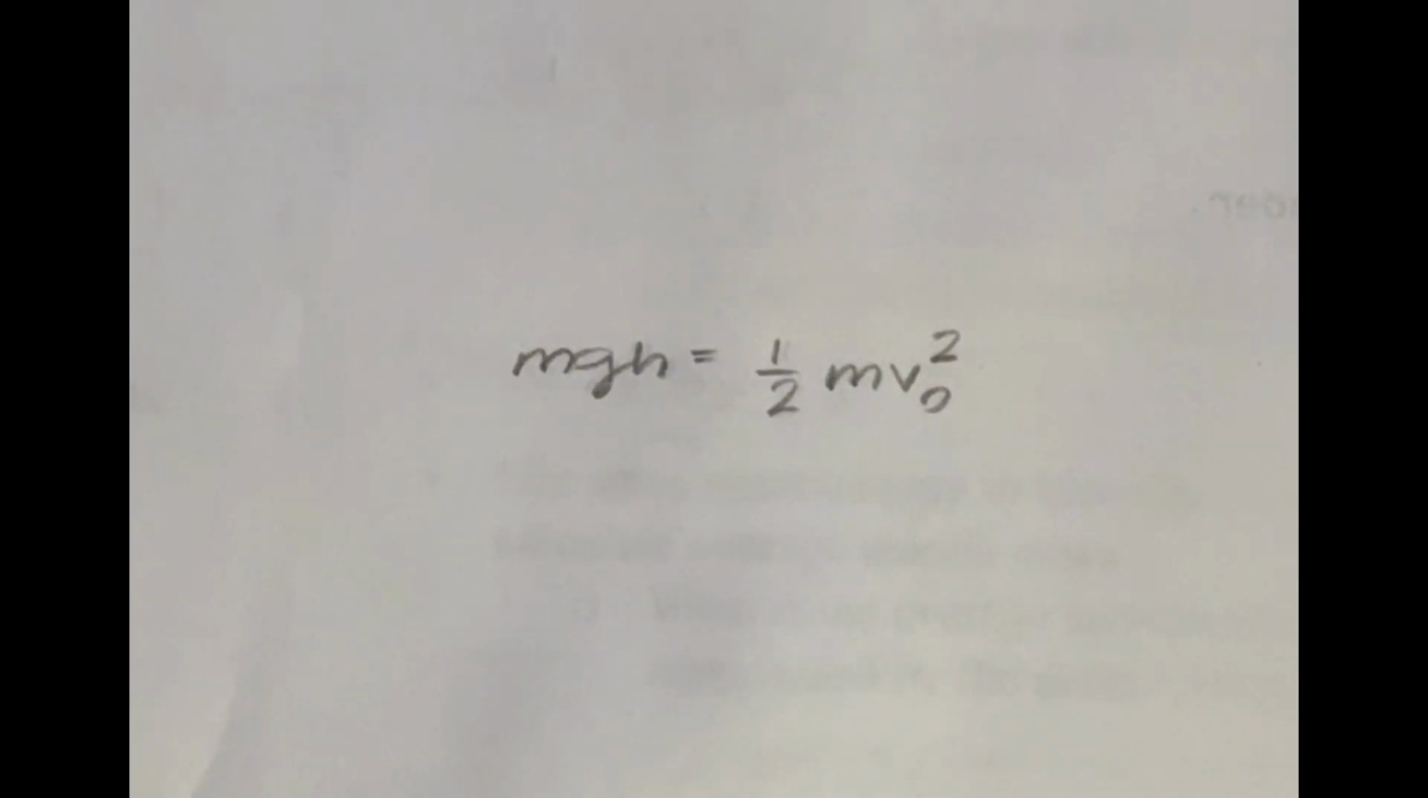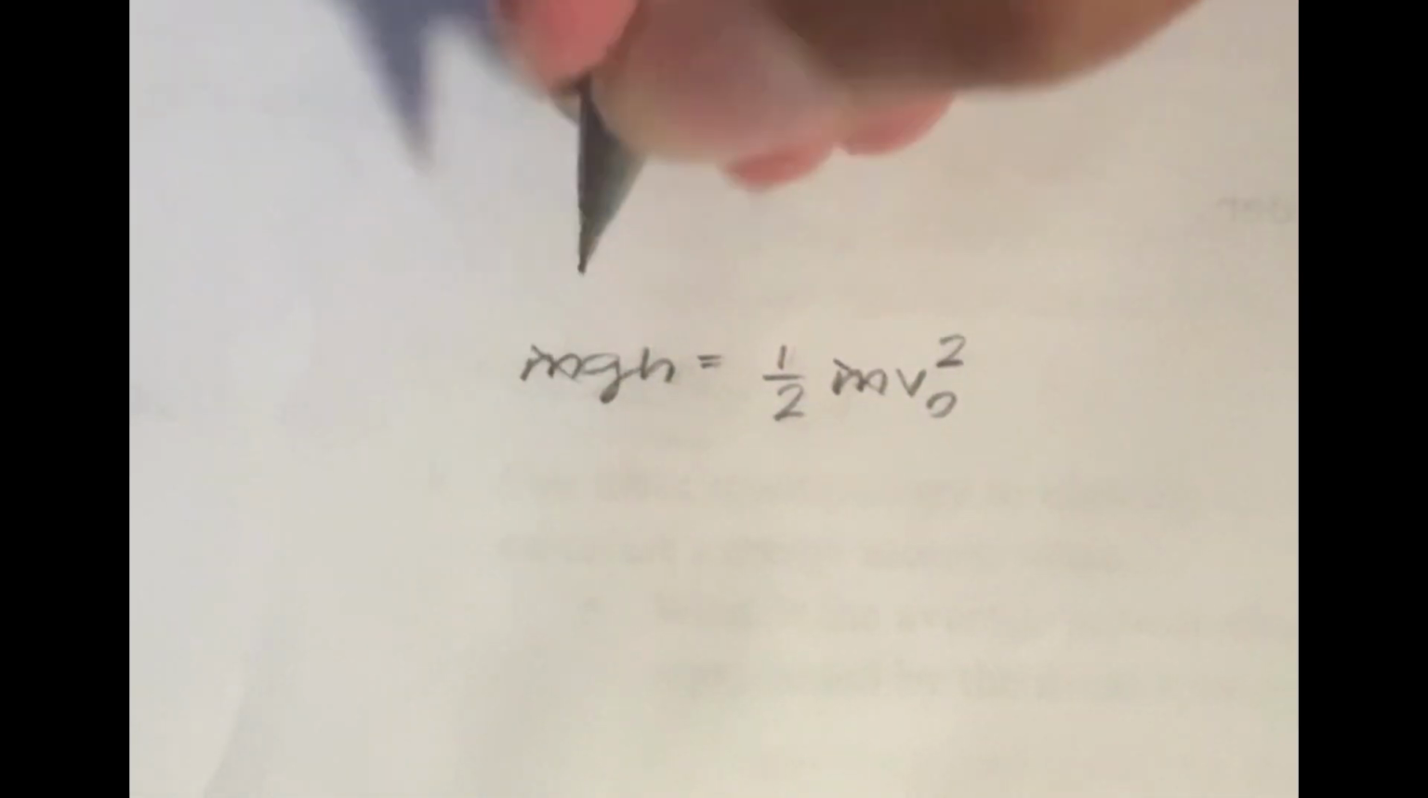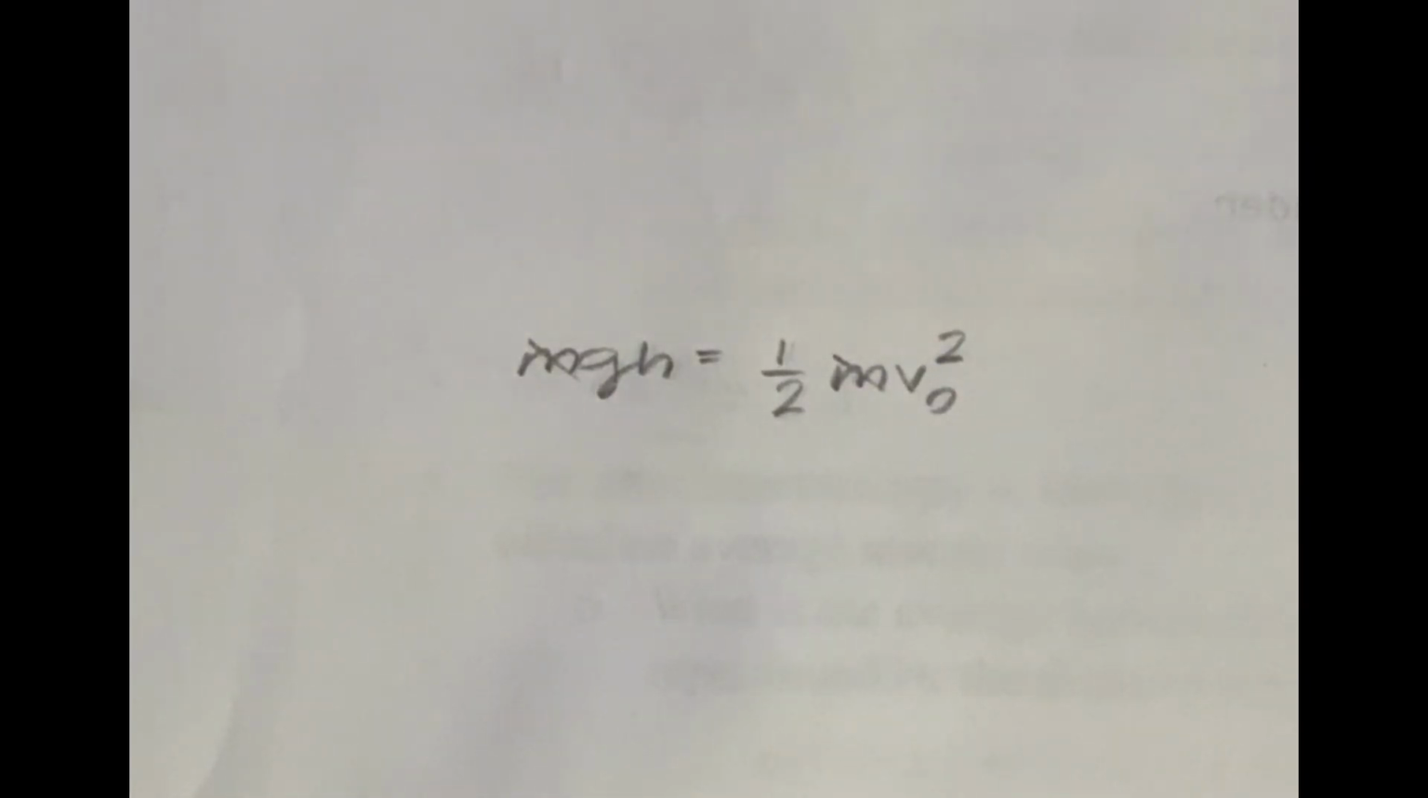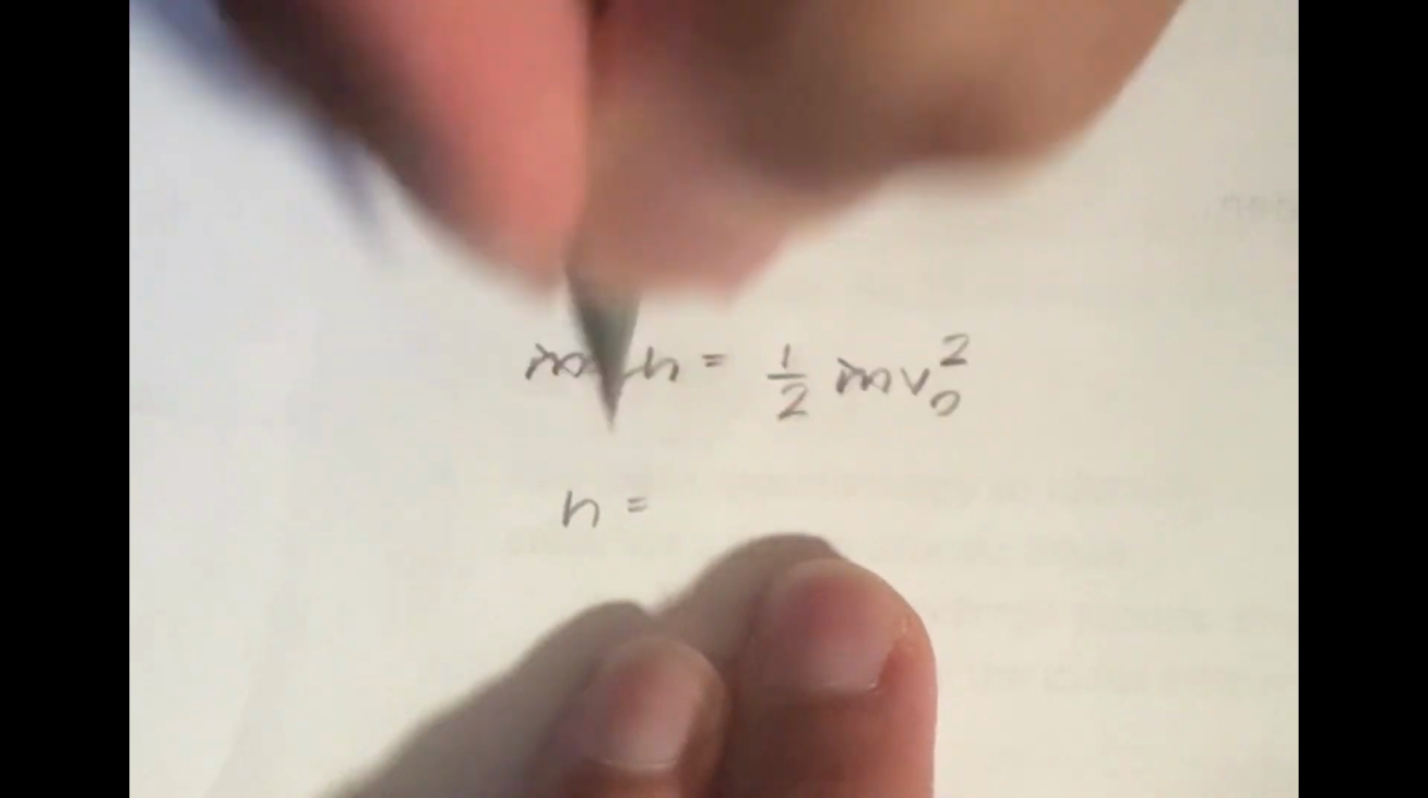And then from there, all we've got to do is solve for h. Since there's mass on both sides, we can cancel that out. Then we just divide both sides by g, and we get that the height of the ramp is equal to v naught squared over 2g.